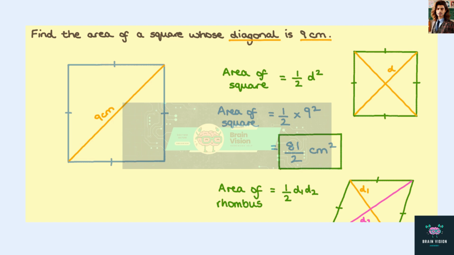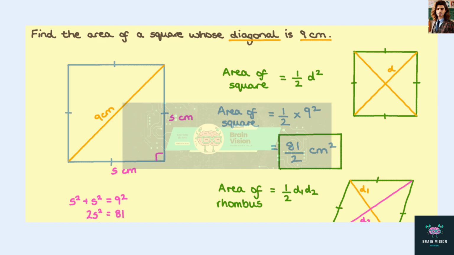An alternative approach, which we won't go through in great detail here, would involve calculating the side length of the square. We recall that each diagonal of a square divides it into two congruent right triangles. Labelling the side length of the square as s centimetres, we could then use the Pythagorean theorem to write down the equation s squared plus s squared is equal to 9 squared.